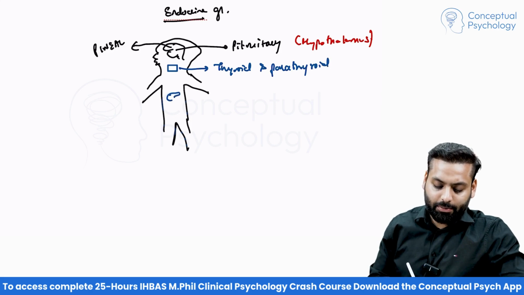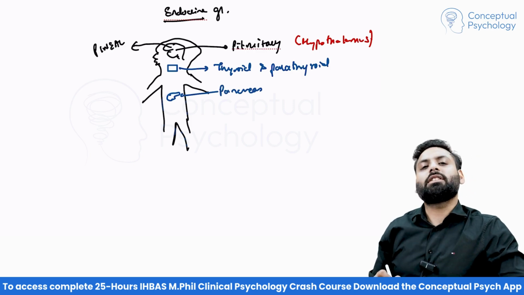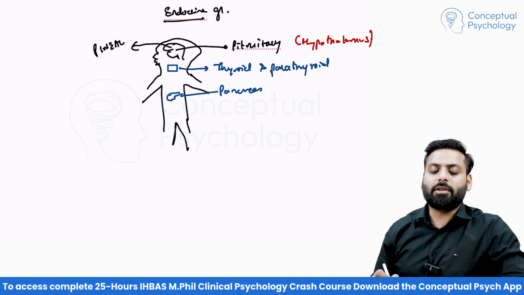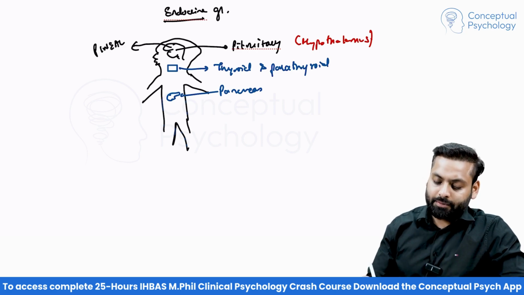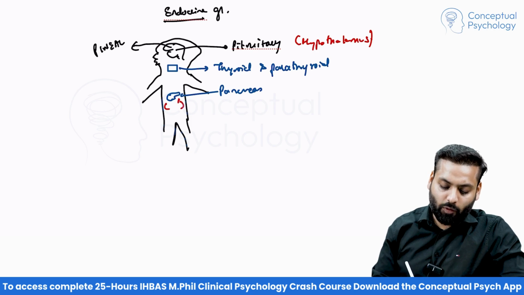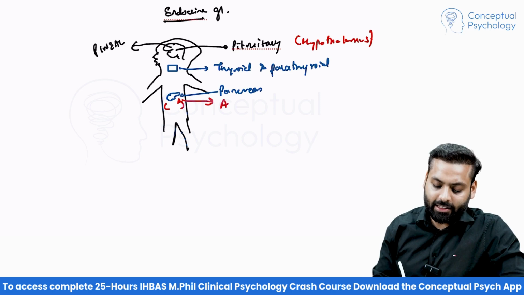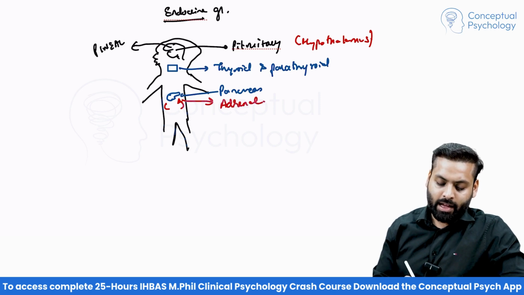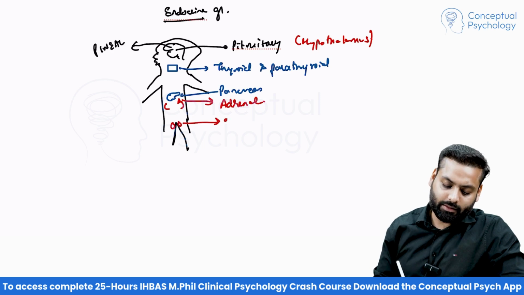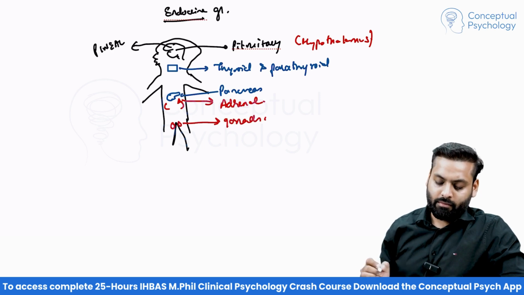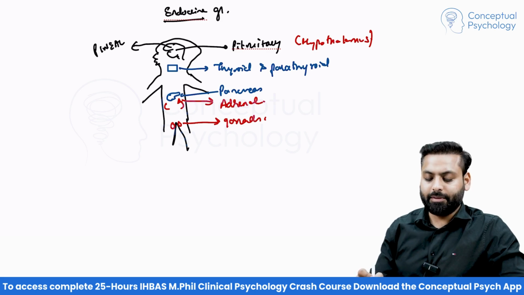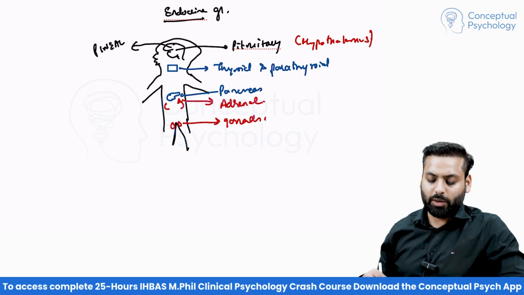Then in the abdomen you have the pancreas. Pancreas is a mixed gland because it serves both endocrine as well as exocrine functions. Then there are the kidneys. Over the kidneys you have this samosa shaped, triangular shaped gland, that is the adrenal. And then you have the gonads. These are the major endocrine glands of the body.